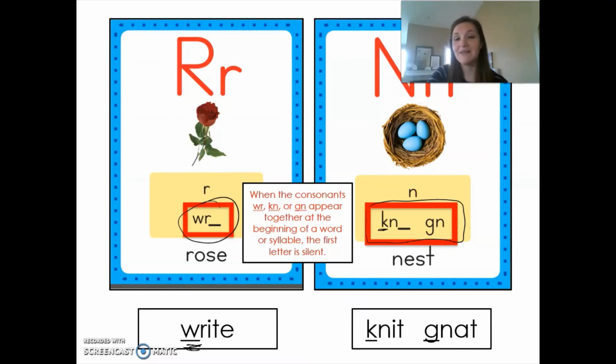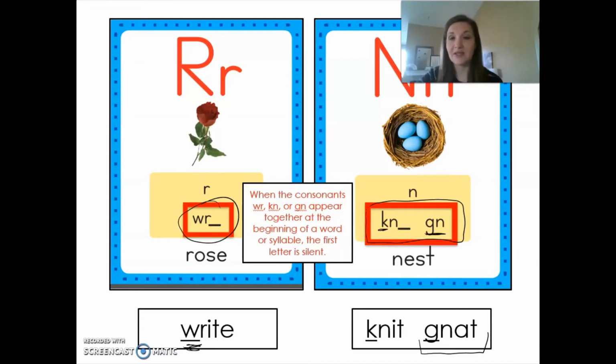Another time that happens is with a G and an N. Okay, sometimes that G shows up in front of N and we don't say its sound either. An example of that is down here, gnat. A gnat is like a little tiny fly. So it's like a cousin to a fly. It's a little bug. And that is spelled with a G, and we don't hear that G sound. Okay, so those are going to be our focus sounds this week.